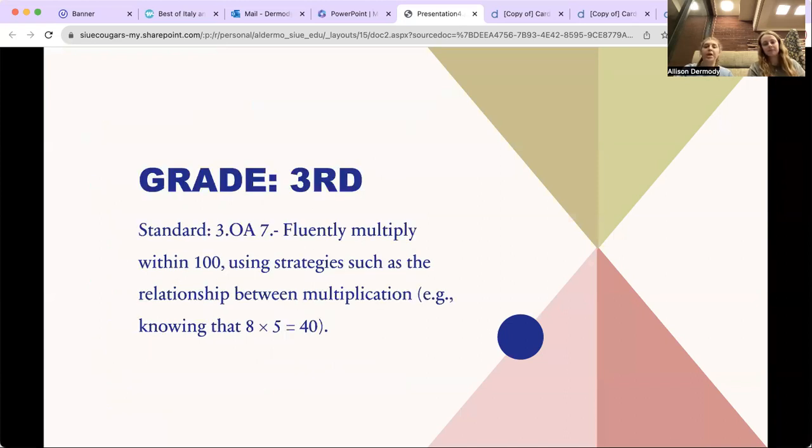So we have third grade, and our standard is 3.OA.7. So this is to fluently multiply within 100 using strategies such as the relationship between multiplication.